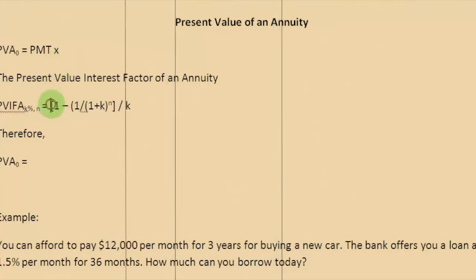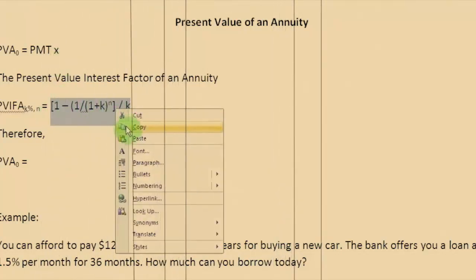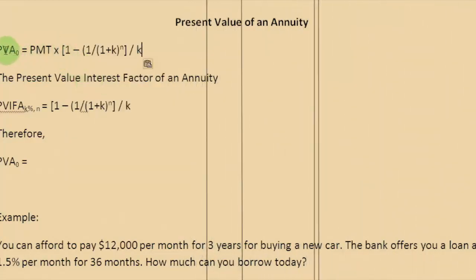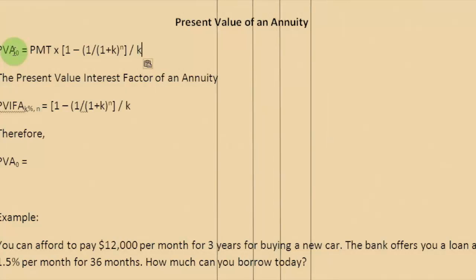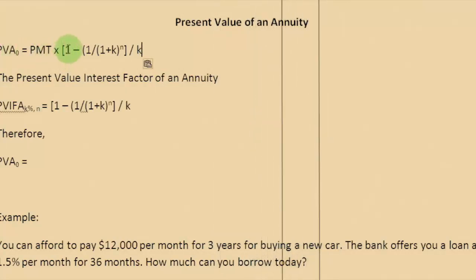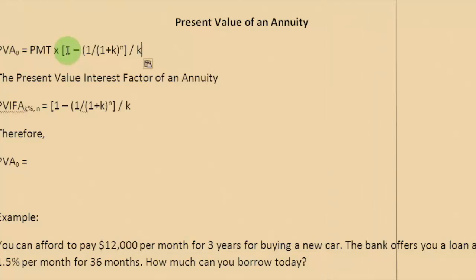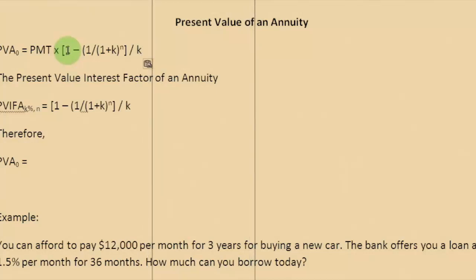I wrote it down already here for you, this one, so let me copy and paste it here. So this becomes your formula for present value of an annuity. Look at the present value interest factor for a moment and you will realize that it is the exact opposite of the future value interest factor of the annuity.